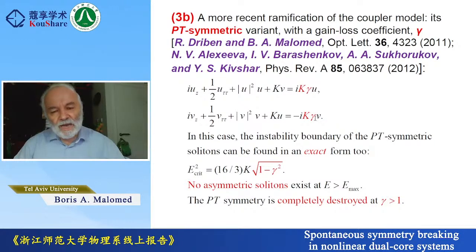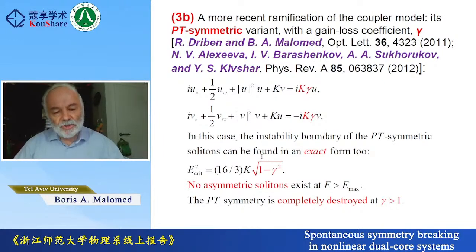But when gamma becomes larger than 1, the coupling is no longer able to suppress the instability, and then the solitons become completely unstable. But the conclusion is that above this critical value, we still have the stability region for the PT symmetric solitons, which is quite a non-trivial result, and it was also verified by direct numerical simulations.